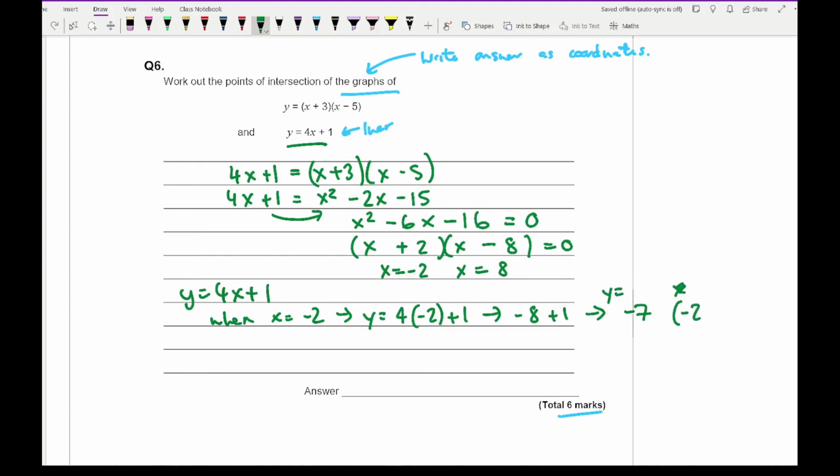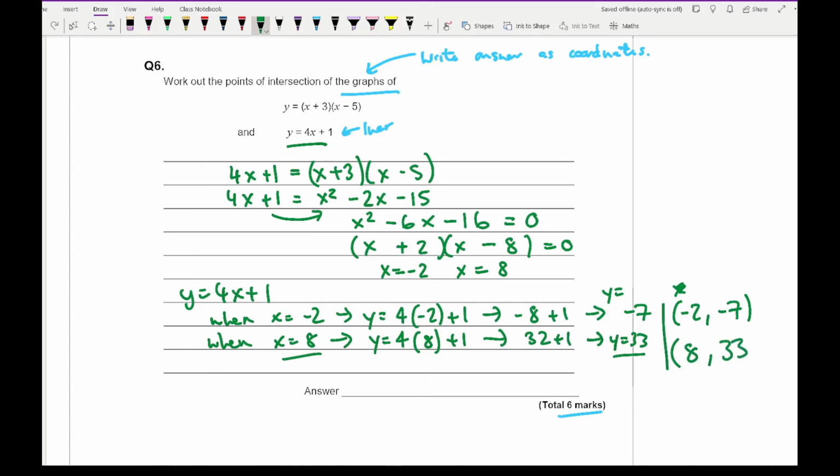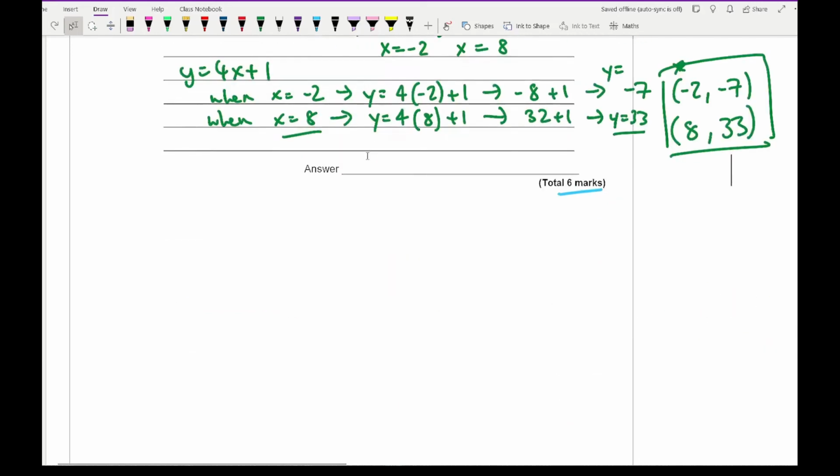So I've got minus 2, minus 7, and when x equals 8, I end up with y equals 4 times 8, which is 32, plus 1, which is 33. So my second coordinate is going to be 8, 33, and there are my coordinates of intersection. Because we end up with two solutions, it means that the parabola and the straight line are going to intersect at 2 points.